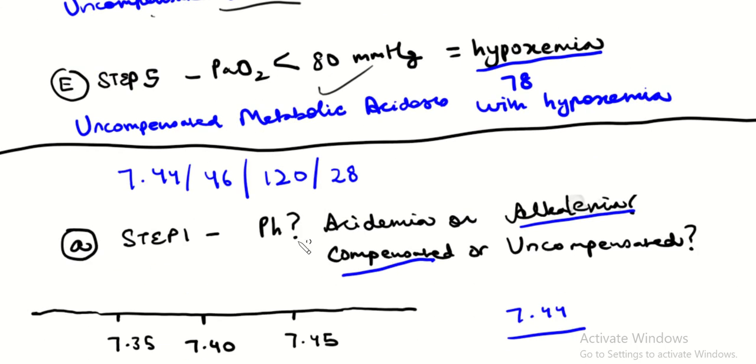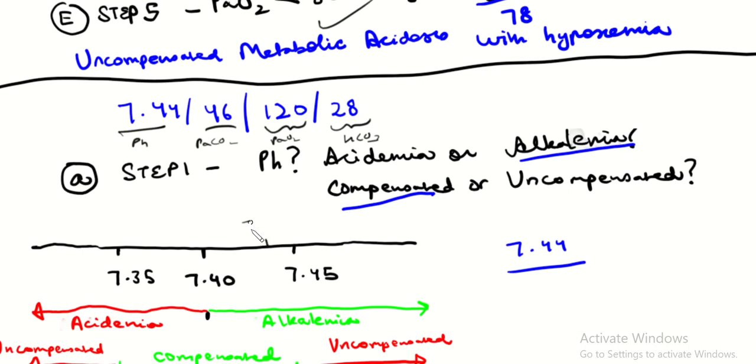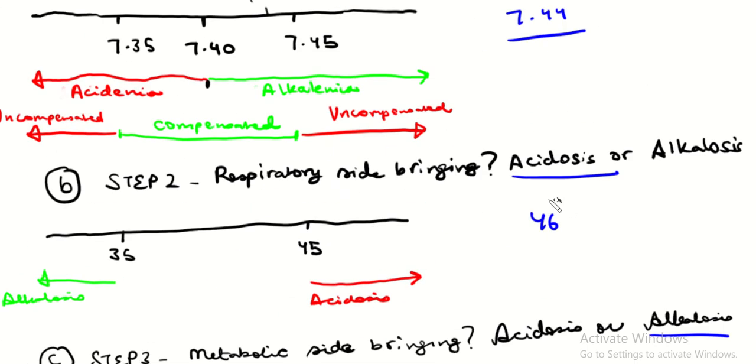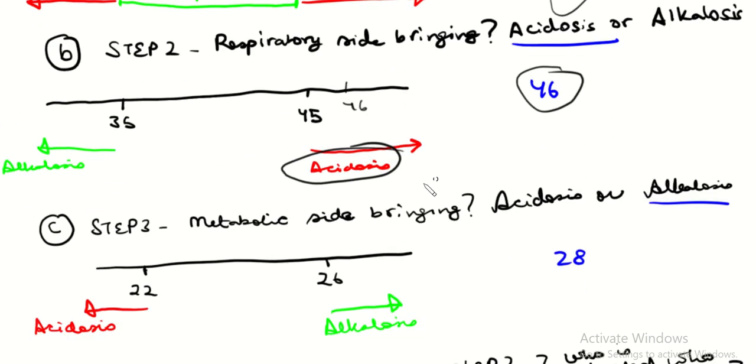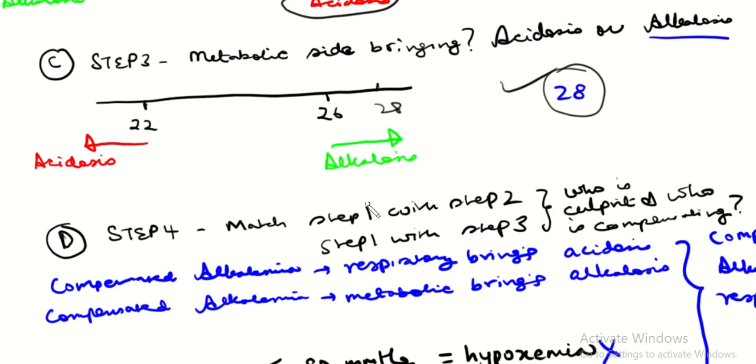Now, let's do another one. You have pH of 7.44, PaCO2 of 46, PaO2 of 120, and bicarb of 28. 7.44 is right here. What is this? Compensated alkalemia. Respiratory is 46. It's bringing what? Acidosis. Metabolic side, bicarb is 28. It's bringing alkalosis. So you have compensated alkalemia from step 1.